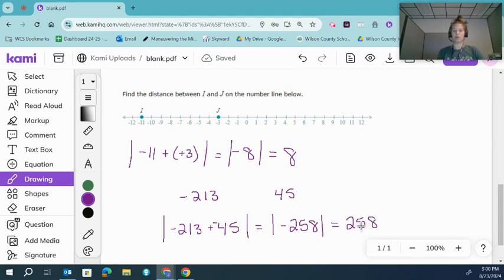I don't want to count 258 spaces. So using the absolute value expression can help you in these types of problems.